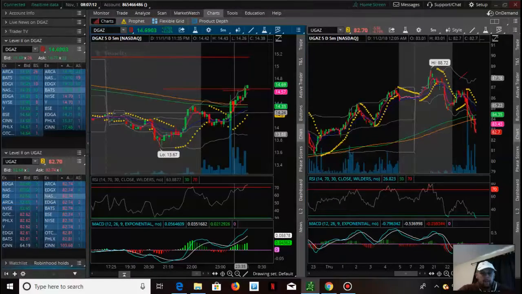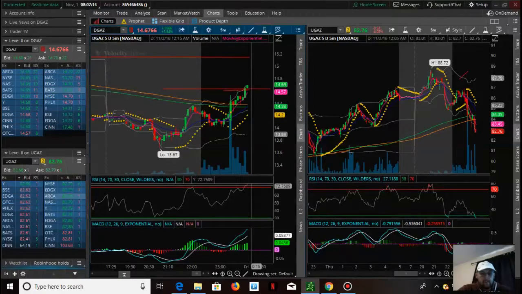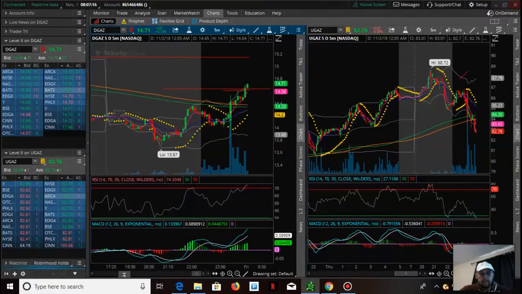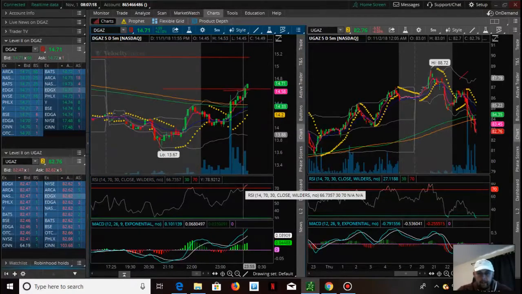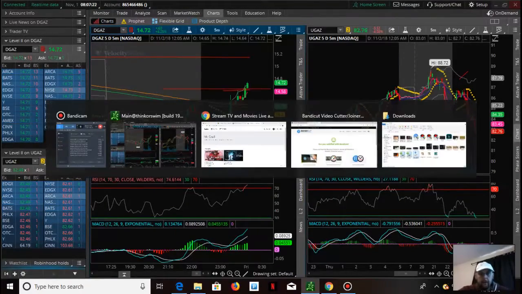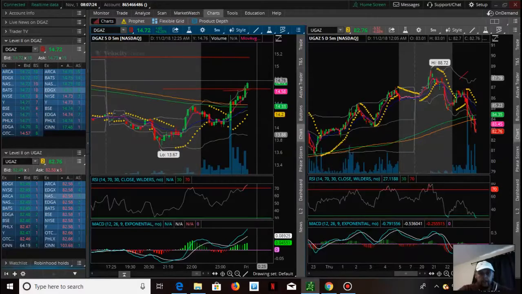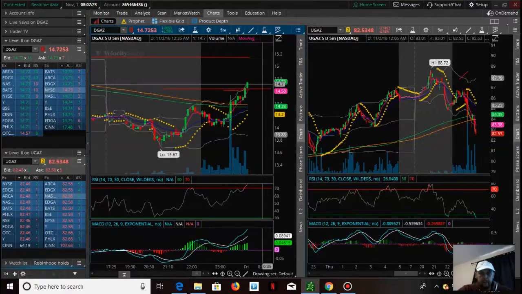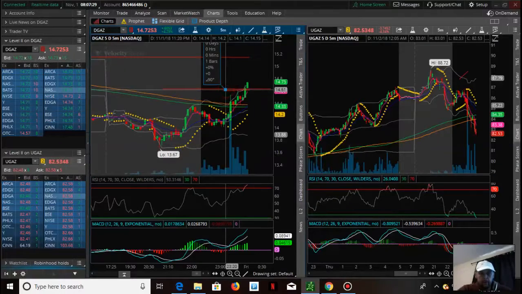So if you look at the RSI right here, it's clearly overextended. Make sure that you can hear me. Okay, cool. The RSI is clearly overextended. It just took a jump, but there's a lot of gap to cover from 14.76 up to 15.20. So I find an attractive margin from here to here.